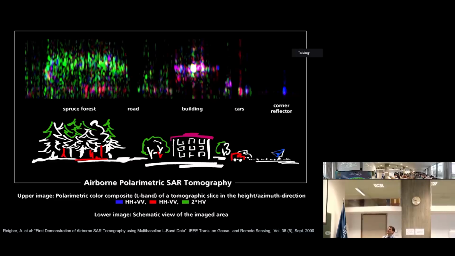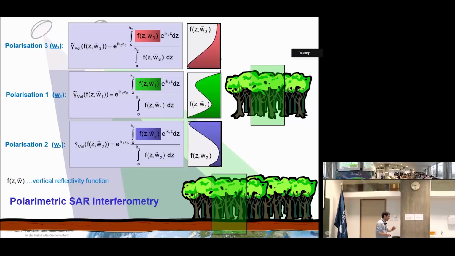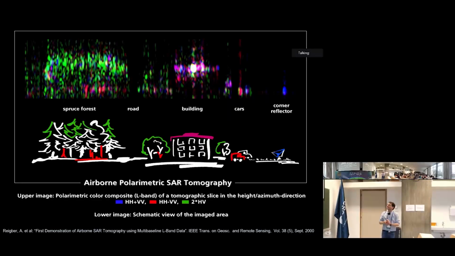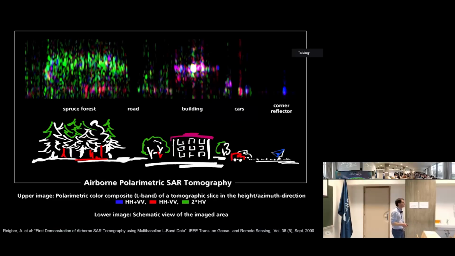So let's try to apply this concept of changing polarization to tomographic data. We start from a tomographic acquisition. This is the very first tomographic experiment. We speak about L-band, with many, many tracks and many images. It's still in the 90s, the end of the 90s. You also have the reference here. And this is one of the most iconic results from this experiment.